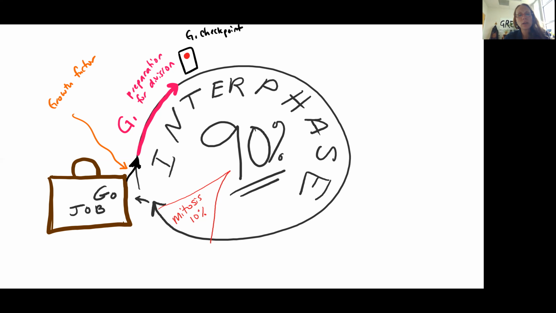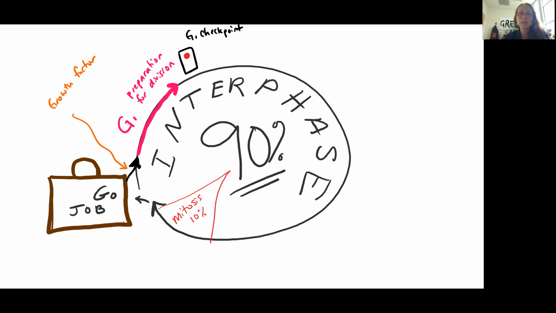Now the G1 here is the first part of the preparation for division. So remember, this cell ultimately has to split into two. So that means it needs twice as many organelles, it needs twice as much cytoplasm, and it's going to need twice as much DNA. In G1, we're starting the making of the proteins, making organelles, and so forth to get that cell ready for division.